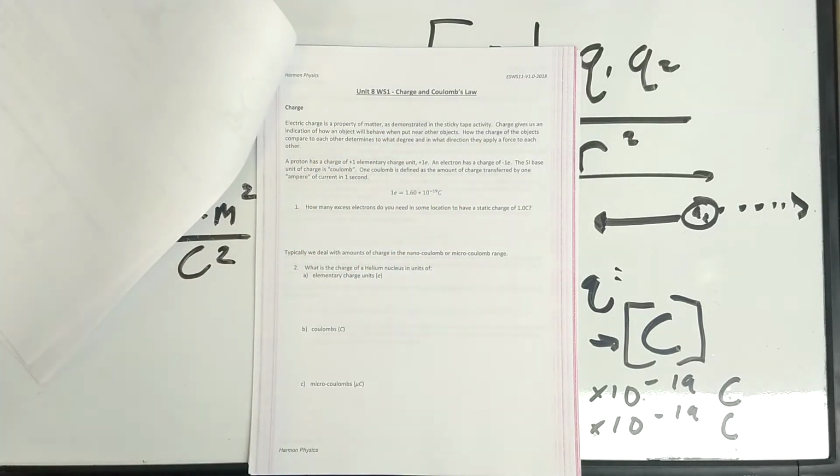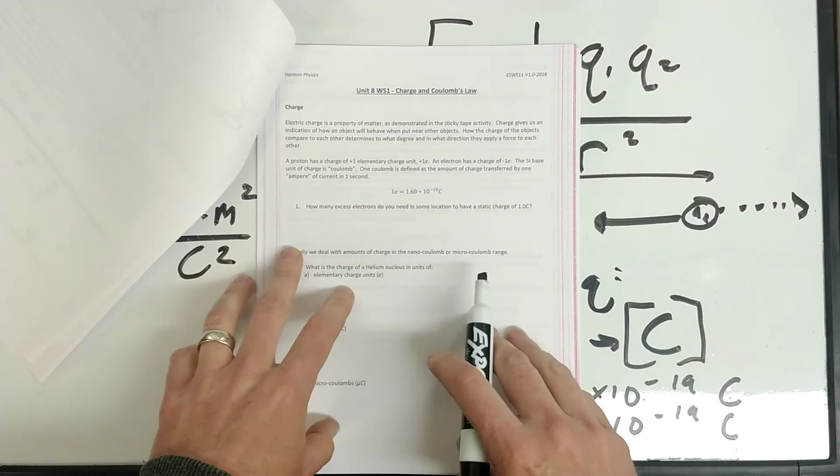Worksheet 1. I think I did not assign you problems 1 and 2. Let me go back and check that in the grade book. Sorry, guys, I'm ill prepared here. I think I assigned you... Yeah, 4 and 5. Okay, good. I'm glad I didn't assign you 1 and 2.